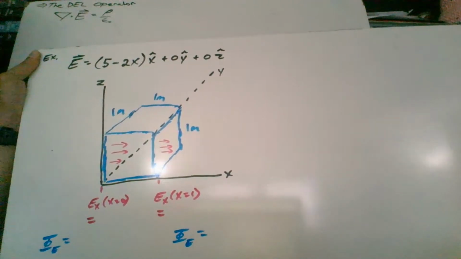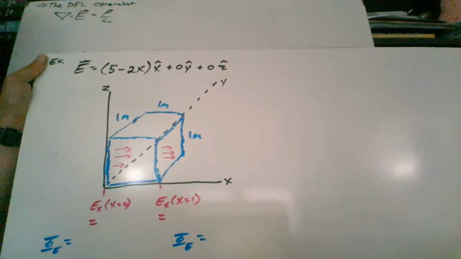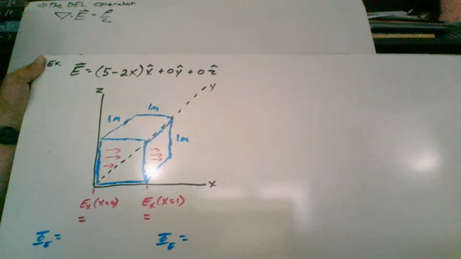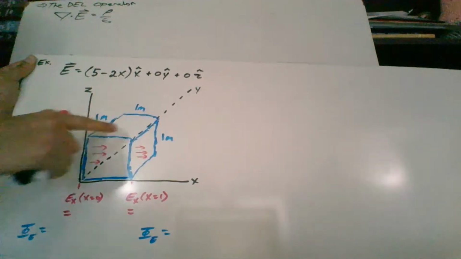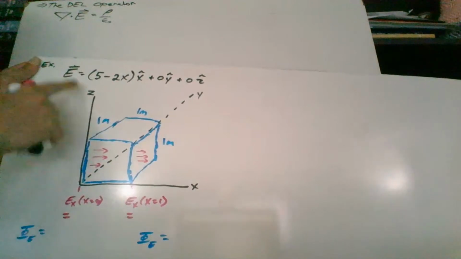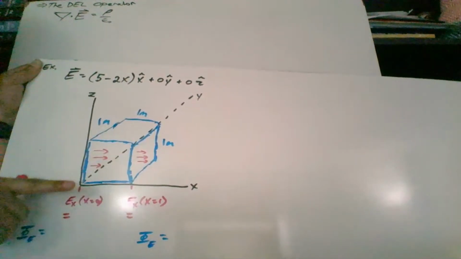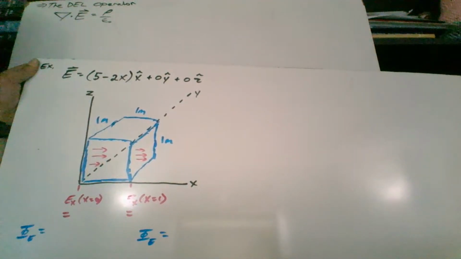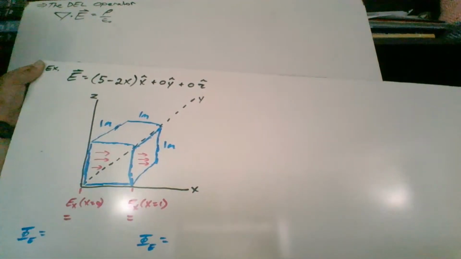You have the electric field is equal to 5 minus 2x in the x hat direction, and in the y and z you don't have any electric field. So this is my 3D system here. I drew the y going back because we're looking at the xz plane, I guess. And the electric field is only moving in the x direction because there's only electric field in the x direction. Okay, and something else is it's a unit cube, so it's 1 by 1 by 1.